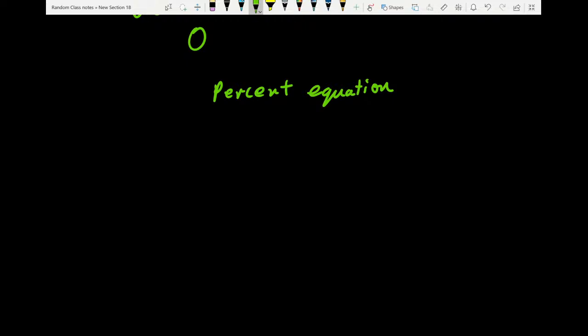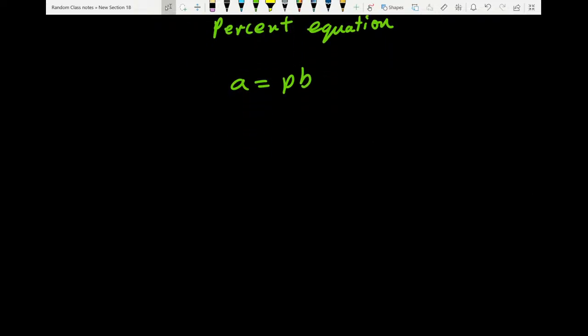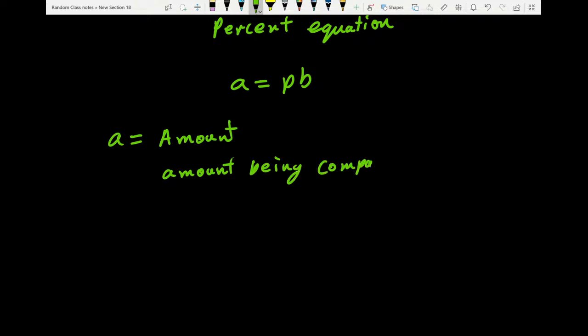All right, so the percent equation. The way it works is A equals PB. So what is that A? A is the amount being compared to the initial quantity.